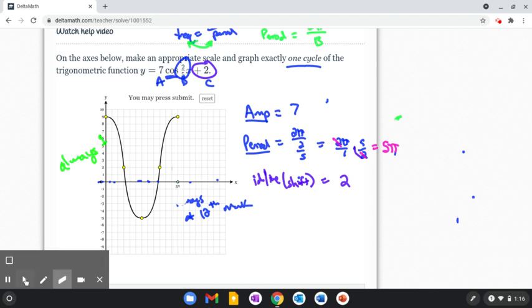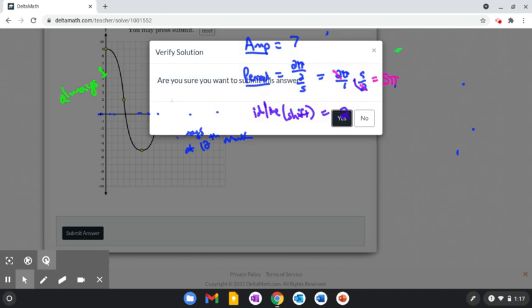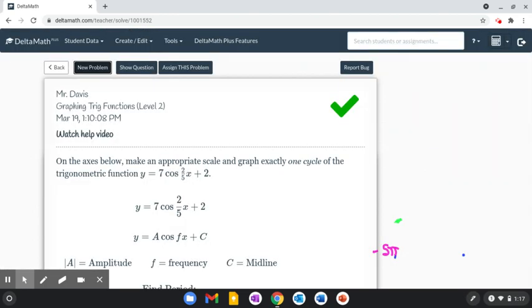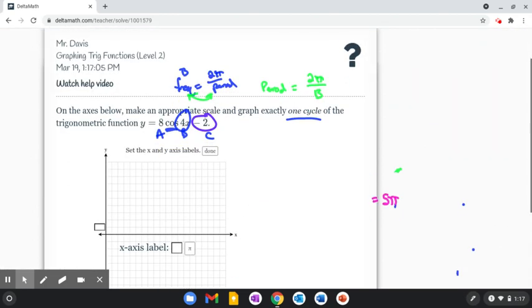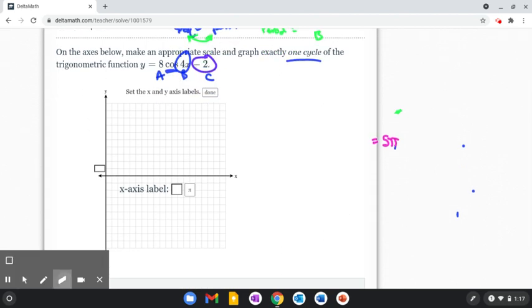All right, let's go ahead and submit. So this puts everything together that we've been talking about for a while. I know it isn't super easy. There's a lot of steps here, but you guys can do it. You're all smart. All right, so let's go ahead and do amplitude first.